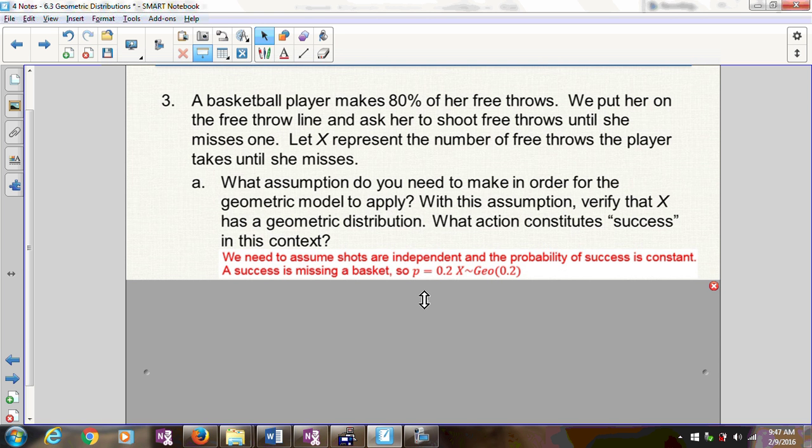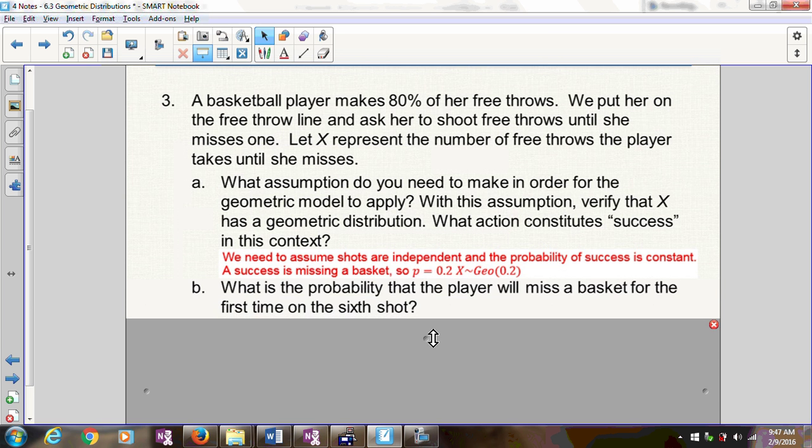So be really careful of how the probability is defined and how the random variable is defined, because you want to make sure you're being consistent. If a success means missing the basket, then the probability of missing the basket is going to be the complement of 80%, which is 20%. And then this is the notation that I would use to describe the random variable X.